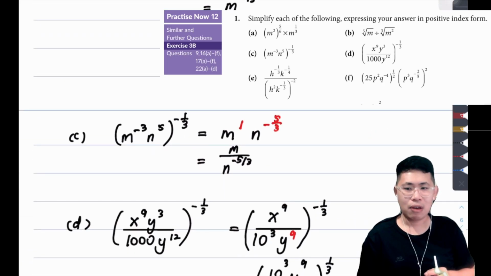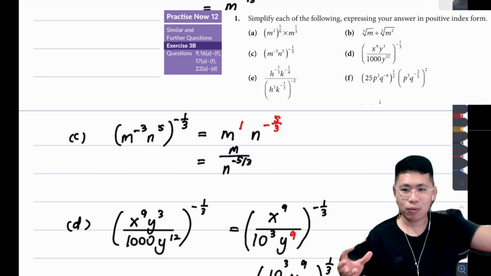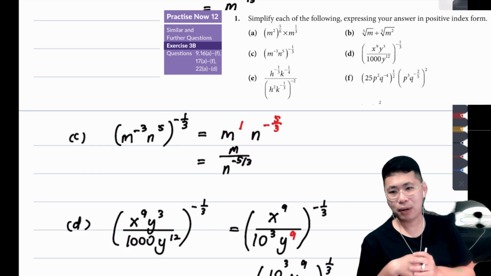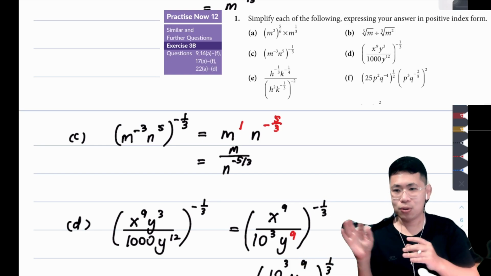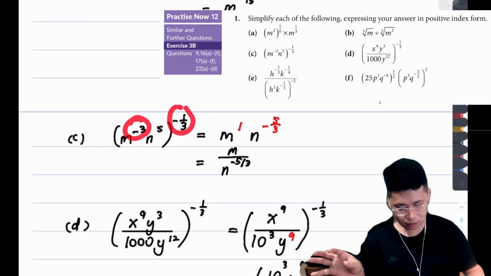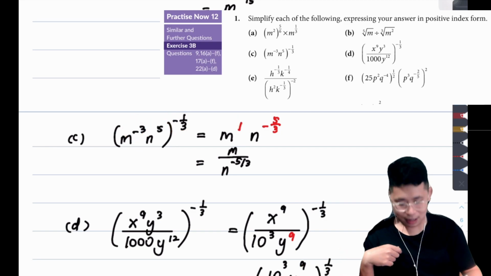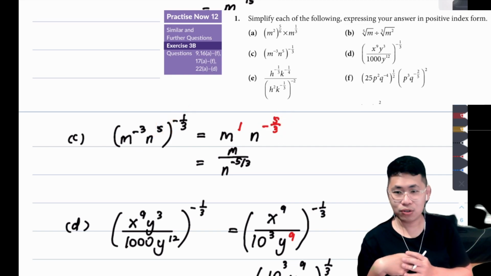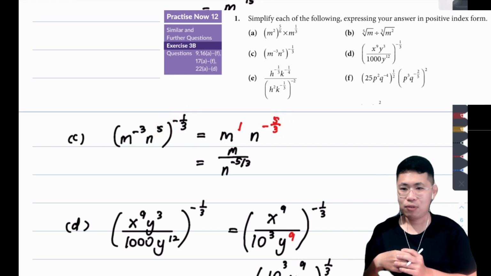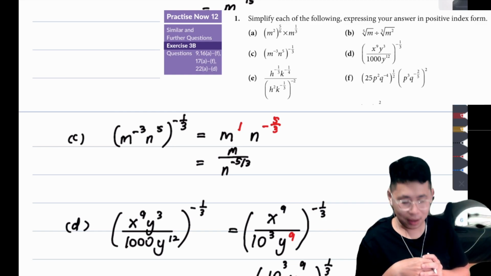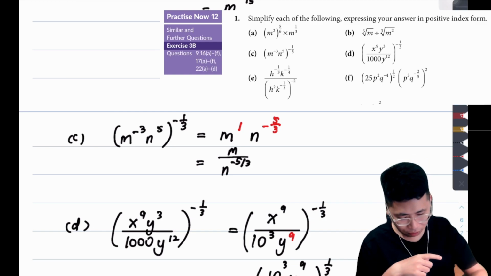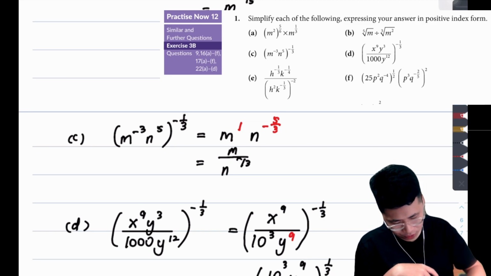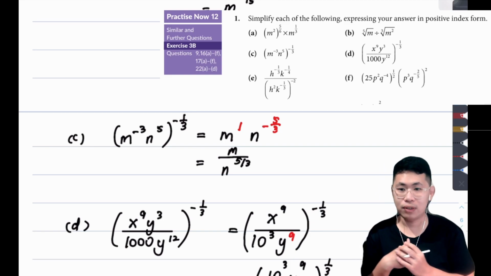Part C, we have a bracket over there and a power outside. What can we do? We distribute the power into the bracket. So negative 3 and this will give me 1, and 5 and this will give me negative 5 over 3. With this we have m over n to the power of 5 over 3. My negative has already taken effect, so it now becomes a positive 5 over 3.